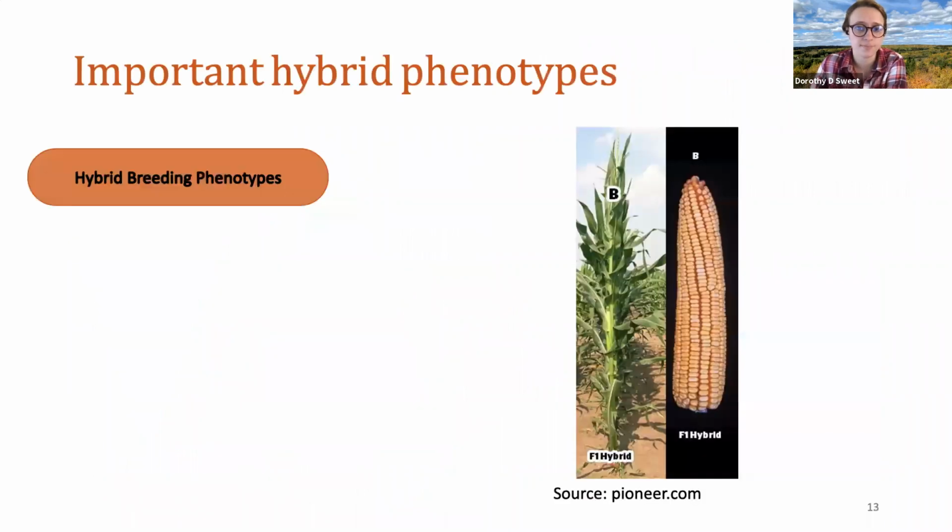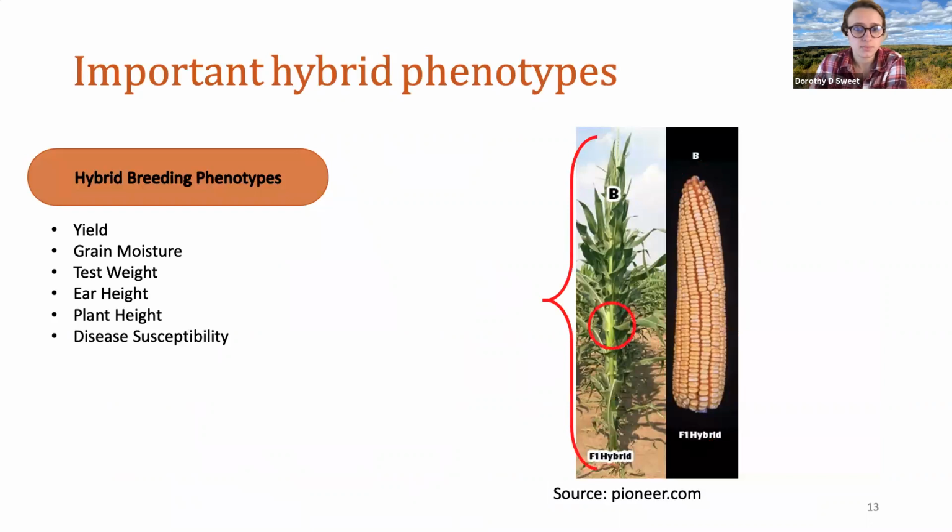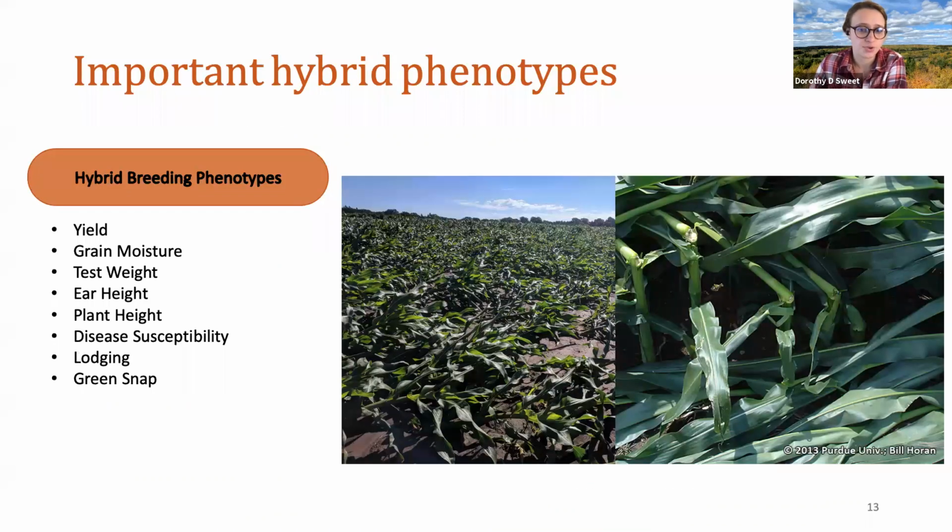Next, we're going to focus on phenotypes that breeders are interested in for hybrids before those hybrids are deployed. These phenotypes are very similar to those for the inbred plants, except that they are on hybrid plants. So yield is more important at this stage of testing, and grain moisture and test weight are also important due to their influence on yield and grain quality standards that producers have. In addition, we have ear height, plant height, and disease susceptibility, and lastly, lodging and green snap.